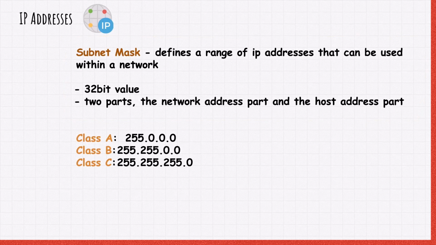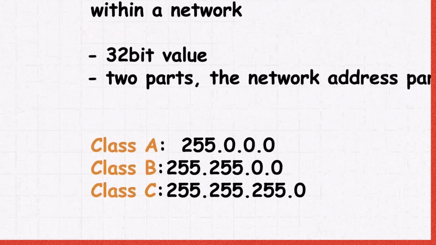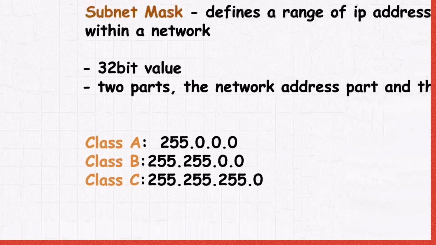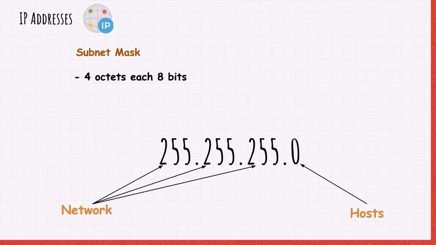We have these three classes of subnet masks: Class A, Class B, and Class C. And you might notice that, same as IPs, subnet masks are split into 4 octets, and each octet has 8 bits. The left part of the subnet mask is for the network, while the right part is for the hosts. So for example, if we have 255.255.255, the left 24 bits are for the network, while the right 8 bits will be for the host itself, or for the hosts.